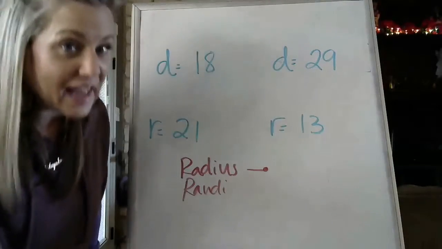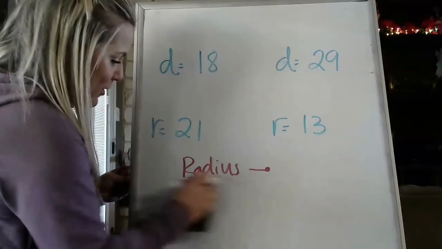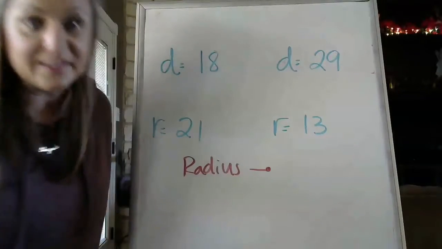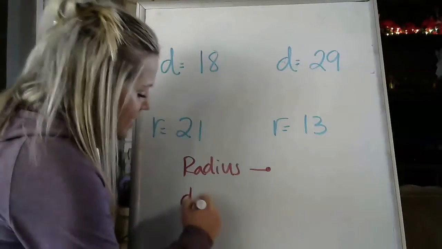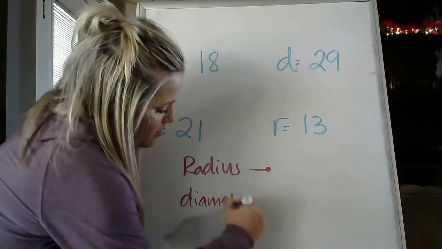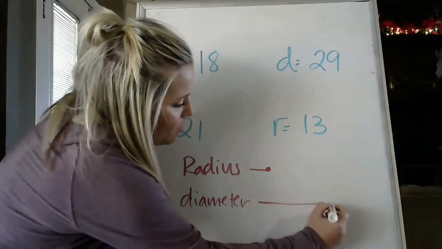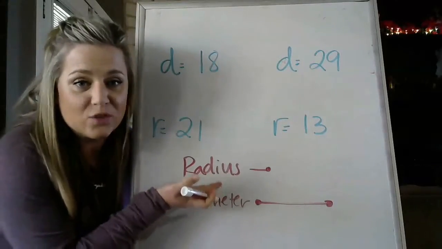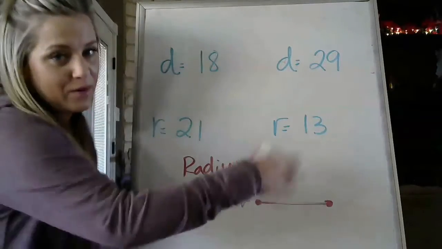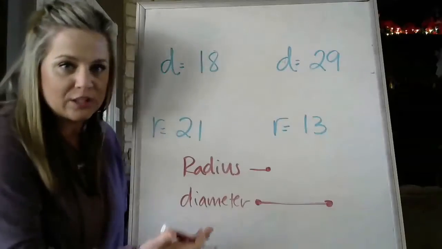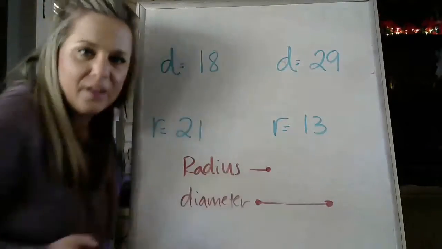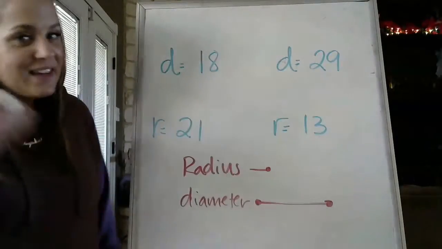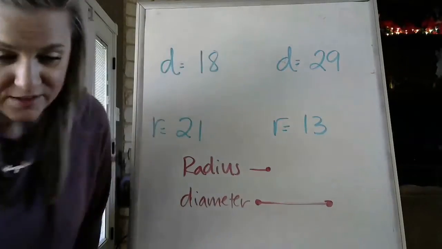Where diameter, however you want to say it, I say diameter. Diameter is double. It's the distance across the circle. So radius is Randy, half size, and diameter is all the way. It's a meter, like a meter stick. It's long. Okay? Does that make sense? If it doesn't, oh well. If you know the difference, go for it.